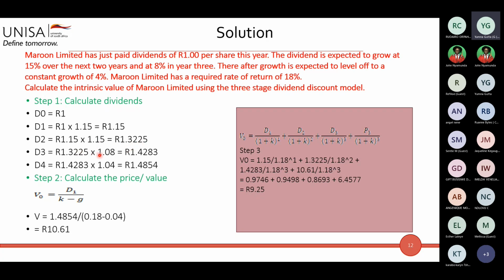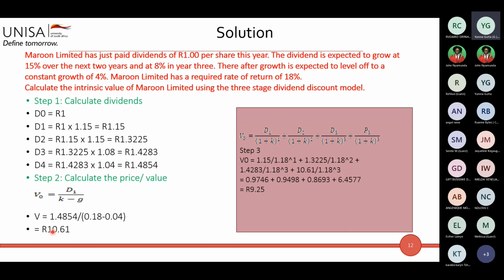1.3225 multiplied by 1.08 in year 3. So you get 1.4283. Then you take 1.4283 down to calculate the constant growth dividend, which is 4%, so times 1.04, you get 1.4854. You use this 1.4854 to calculate your price at year 3. 1.4854 divided by 18% less 4%. Your required rate of return is 18%, less the growth rate of 4%, will give you 10 Rand 61 for your price at year 3.